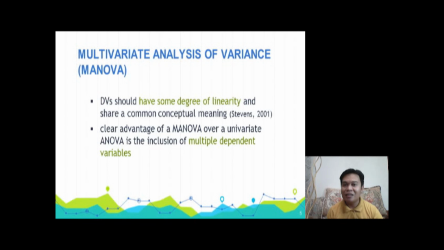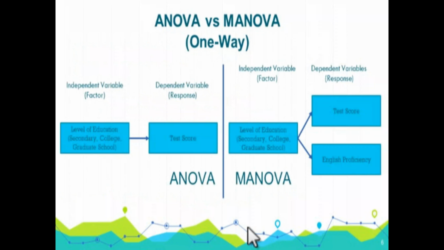And the clear advantage of a MANOVA over a univariate ANOVA is, of course, as I have mentioned earlier, the inclusion of multiple dependent variables. To give a clearer illustration, here is the picture of the comparison between ANOVA and MANOVA. On the left side is the ANOVA, while on the right side is an illustration of MANOVA. As we can see, there is the presence of IV and DV, our independent variable and dependent variables.